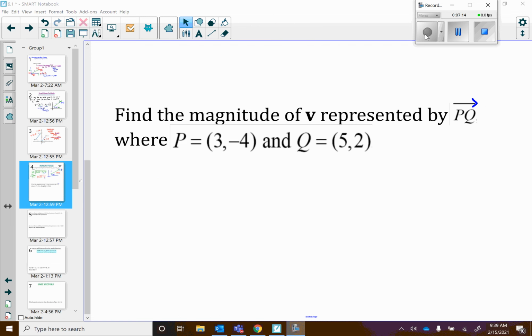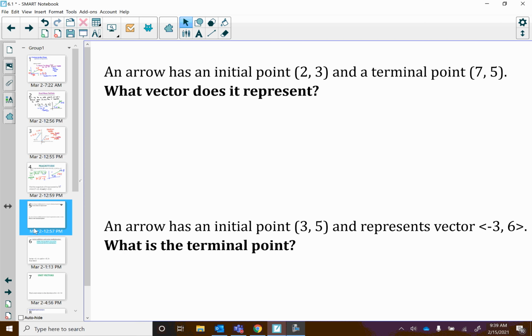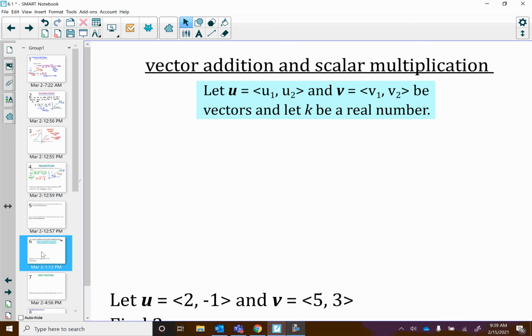Link versions of these notes are online, but I am going to put up some of the examples we will do in class. So if you are interested in writing this down for your notes, you can pause and write down this problem. Or we've got these two problems. Again, you can pause the video if you are interested in writing them down. Otherwise, there's a little bit more to this section, specifically vector addition and scalar multiplication.